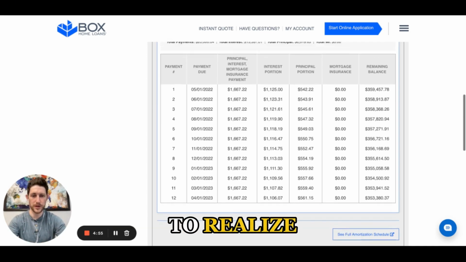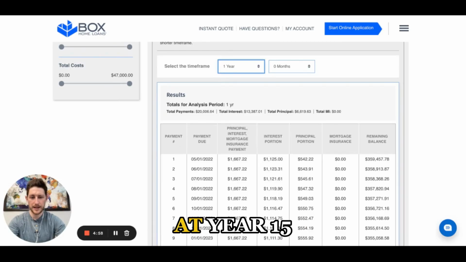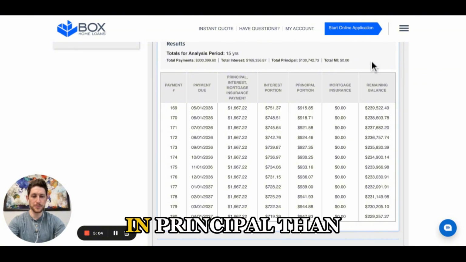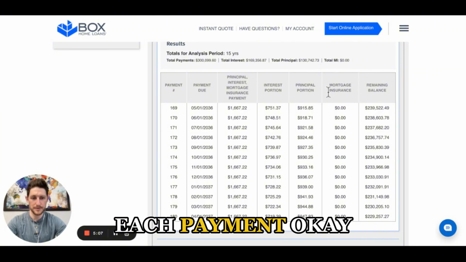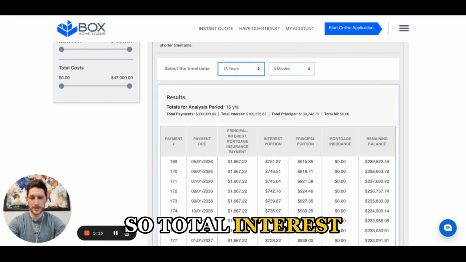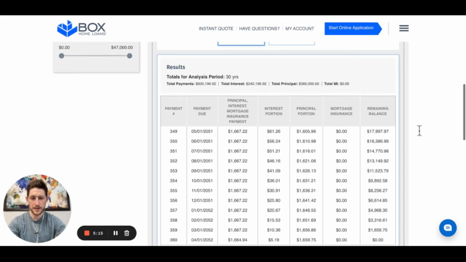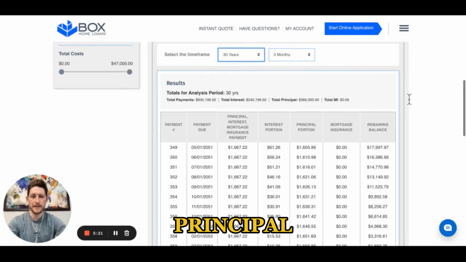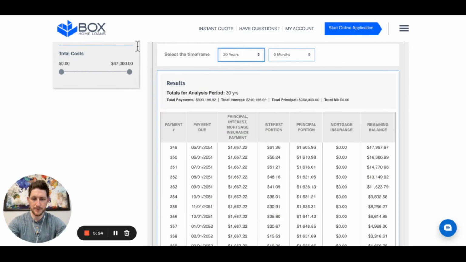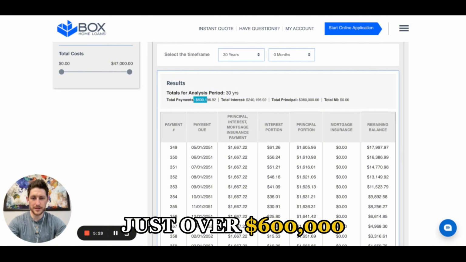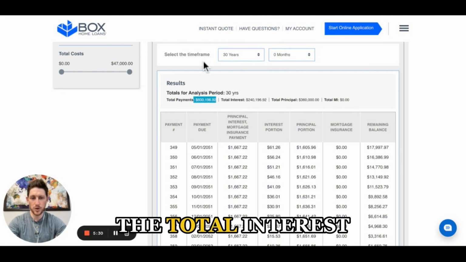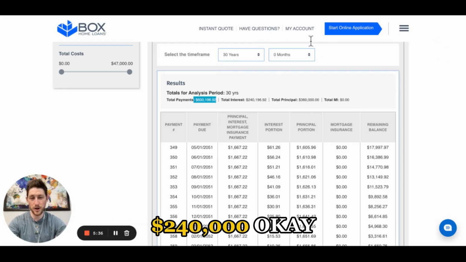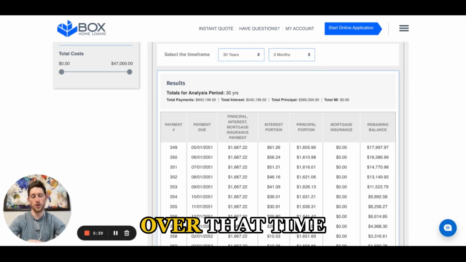That's important to realize. Let's go ahead and look at year 15, for example. Halfway through, already we're paying more in principal than in interest each payment. So for total interest paid, let's go to year 30. As you can see, they're basically paying zero interest. The vast majority of it is going to principal. And your total payments for that house are just over $600,000. Remember your principal loan is $360,000, and the total interest you're paying is $240,000 over that time period.